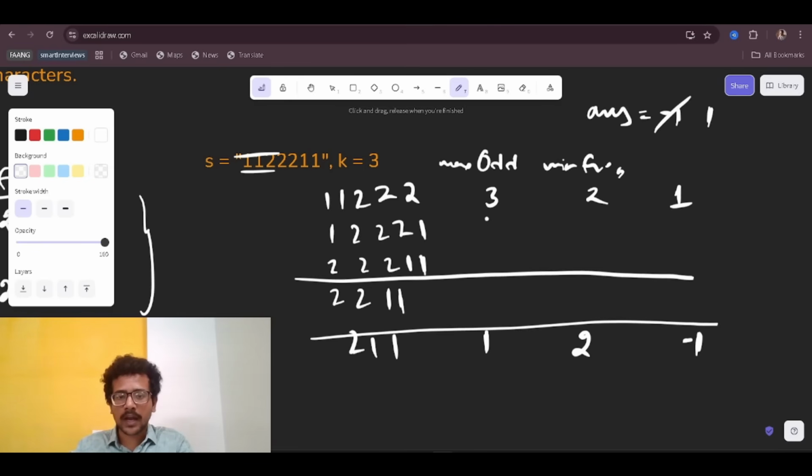Now I have again max odd, where character A is 2 and character B is 1. 3 minus 2 is 1 again.